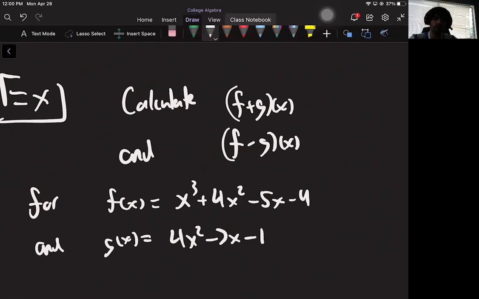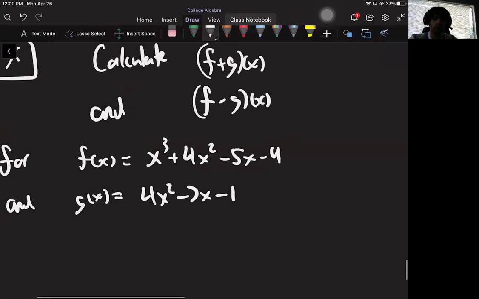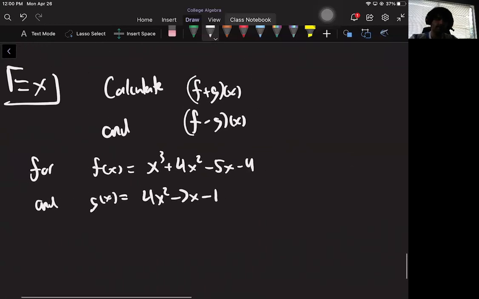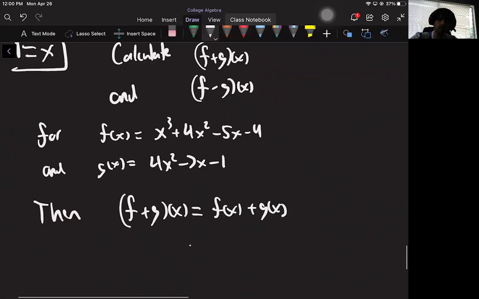So again, they don't have to match in terms of degree. The first one is degree 3. The second one is degree 2. You could still do this. Okay, so then what do we get? f plus g of x will be just adding the two polynomials together. So I'm just going to do that.